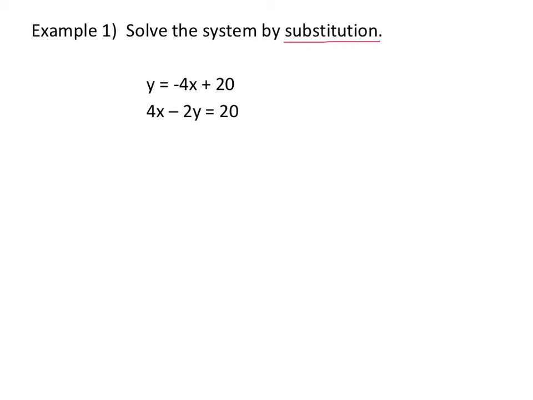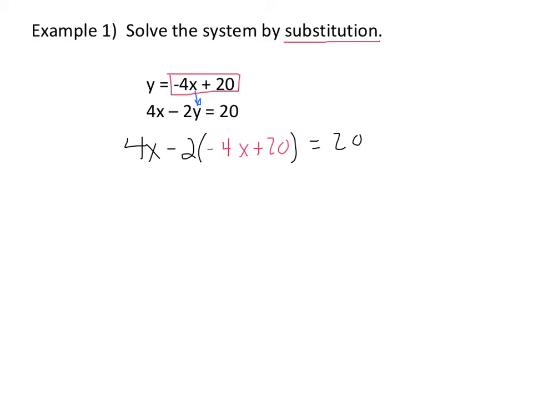Now notice that we have an equation that's solved for y. It's telling us that y is equal to negative 4x plus 20. We are going to take that expression and substitute it in for the y in the second expression, which would give us 4x minus 2, and the y is now going to be replaced with negative 4x plus 20. So we replace the y in the second equation with the expression from the first.